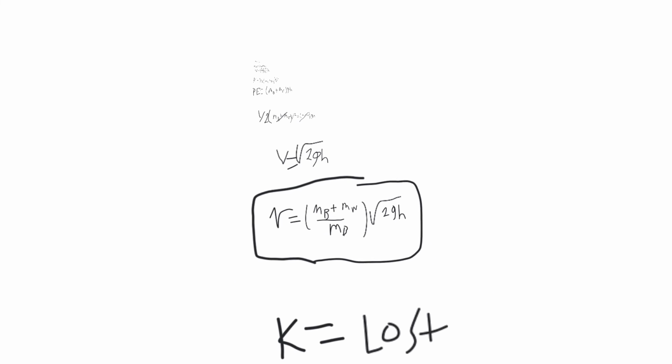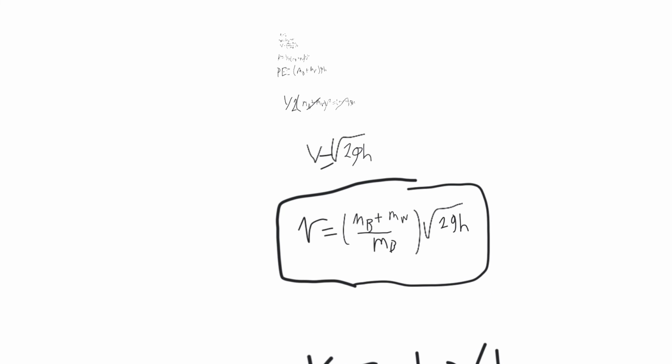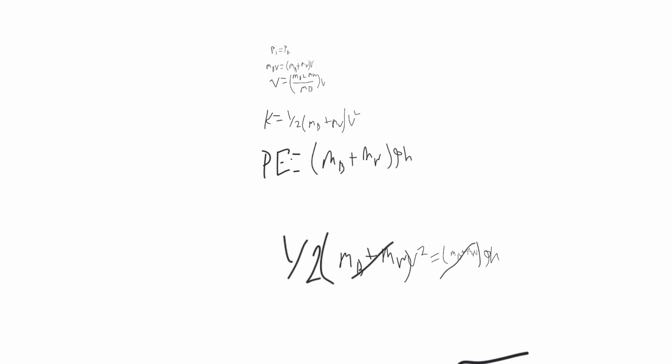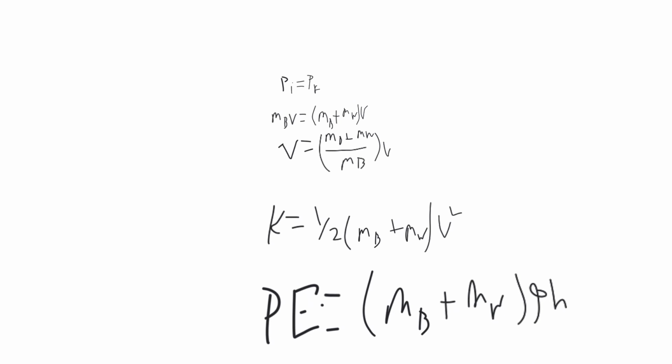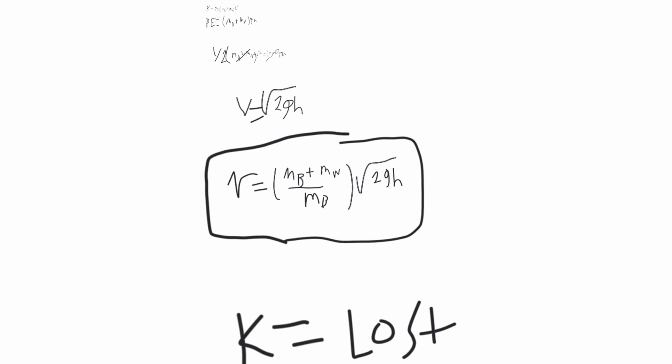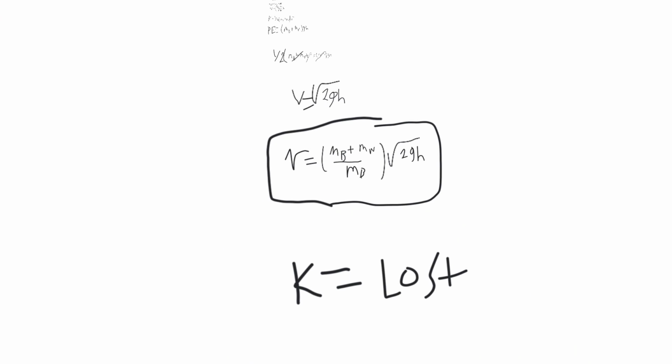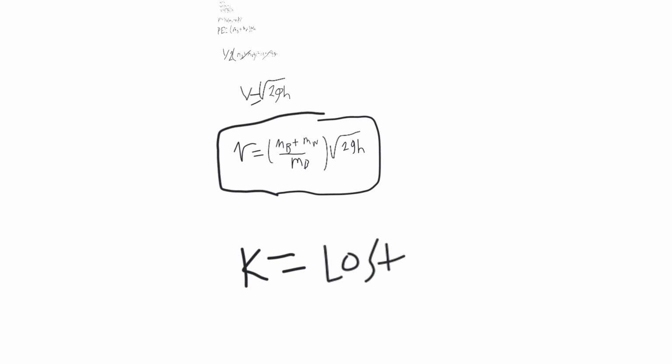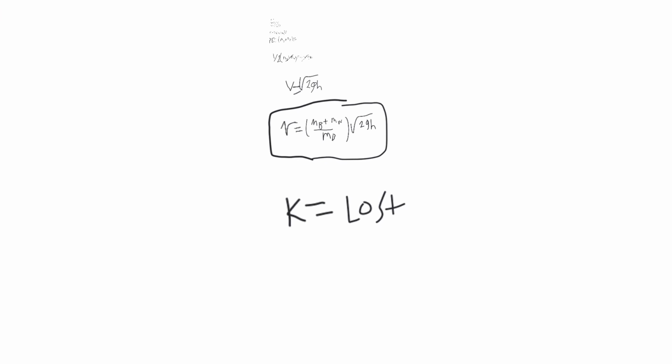So that's interesting. Now if we plug this back into the equation we got before, the one we ended up with, we get the full expression. The velocity of the bullet is the mass of B plus the mass of W, divided by the mass of B, times the square root of 2gh.